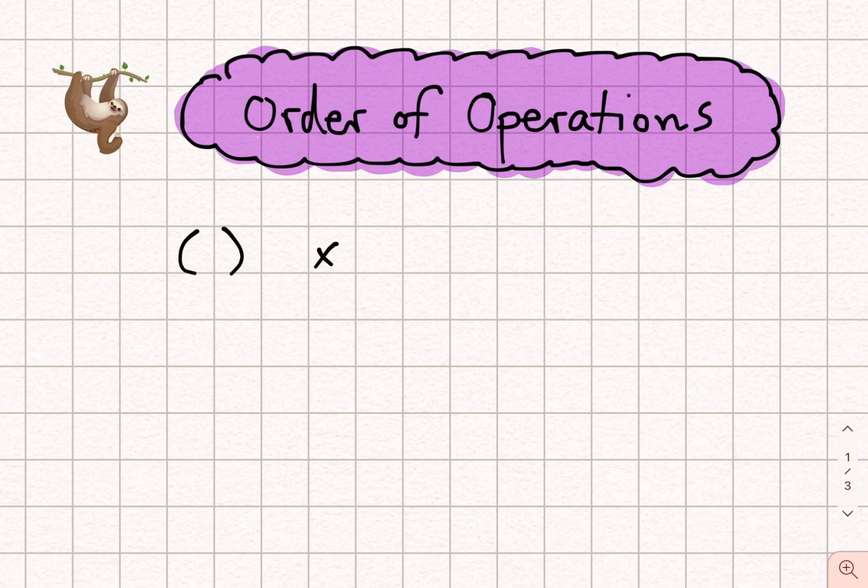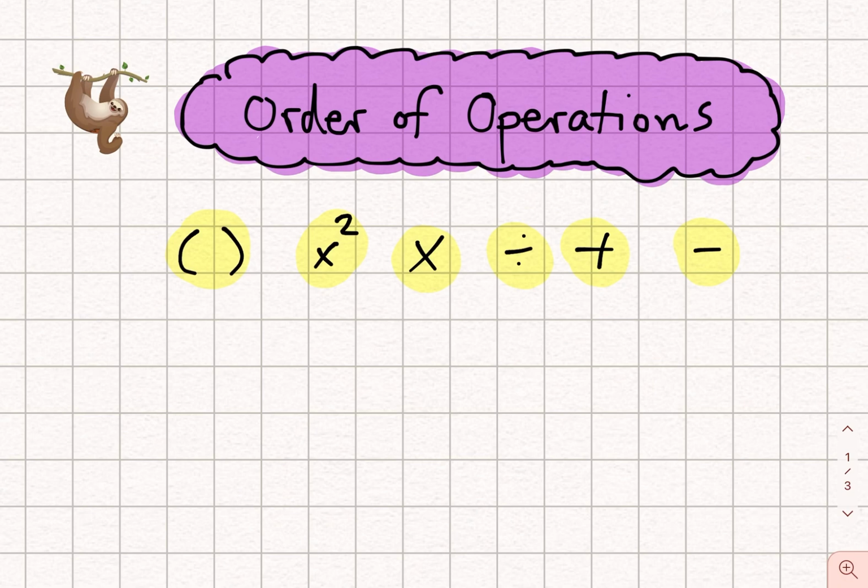Things like parentheses, exponents, multiplication, division, addition, subtraction. These are operations. You'll notice that they aren't numbers. They're things that we use in math. They can change numbers. They're like tools that we use to work with numbers.